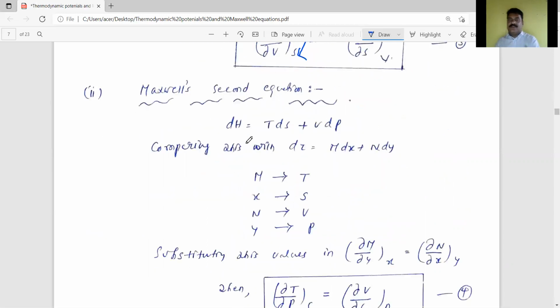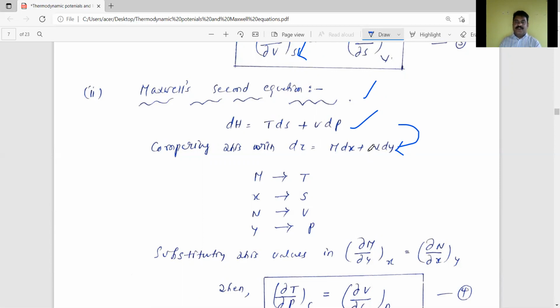Now let us move to second one. So in order to determine Maxwell's second equation, you should go for enthalpy relation. What is the enthalpy relation? According to Maxwell's potential, dH equal to TdS plus VdP. This is the procedure you have to follow in order to determine the other Maxwell's equations. So this equation should be compared with the equation dz equal to mdx plus ndy.